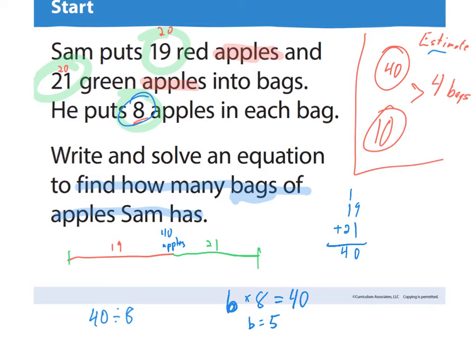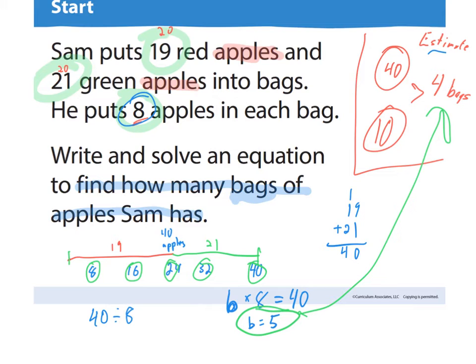You could always skip count by 8, right? So we're going to have 8, 16, 24, 32, 40, which means here's 1 bag, 2 bags, 3 bags, 4 bags, 5 bags. So we end up with the number of bags is going to be 5, which is close to my estimate, which is great. Close to my estimate. But my answer is 5.